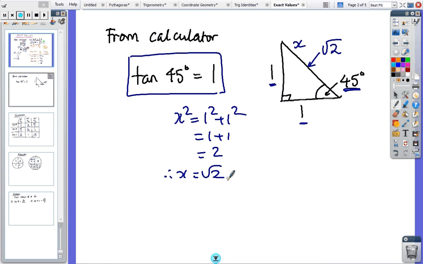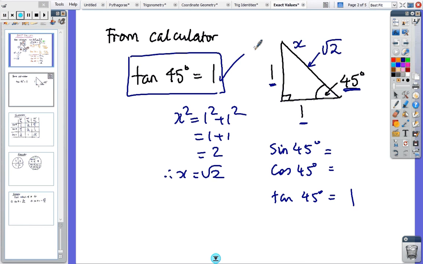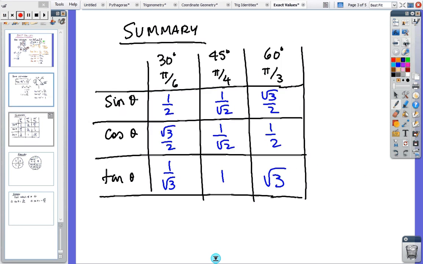That means we can now do sine 45, cos 45, and tan 45. Tan 45 was the one we did, because that was up there. Sine 45 is the opposite over the hypotenuse, and cos is the adjacent over the hypotenuse, so they're the same numbers. Let's have a look at what it looks like in a summary table. This is what it looks like as a summary. 30 degrees is the same as pi on 6. We did the radian video earlier.